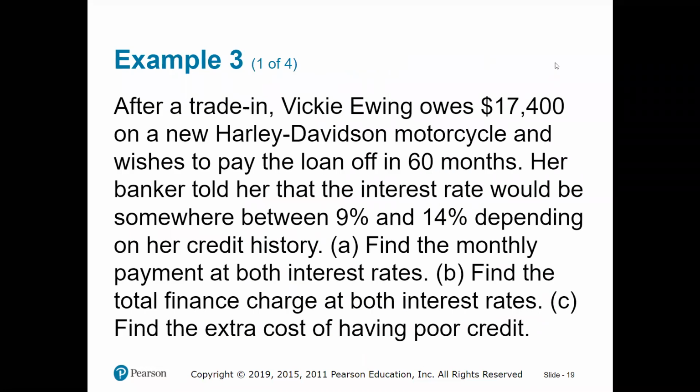After a trade-in, Vicky Ewing owes $17,400 on a new Harley-Davidson motorcycle and wishes to pay the loan off in 60 months. Her banker told her that the interest rate would be somewhere between 9 and 14% depending on her credit history. Find the monthly payment at both interest rates, find the total finance charge at both interest rates, and find the extra cost of having poor credit.